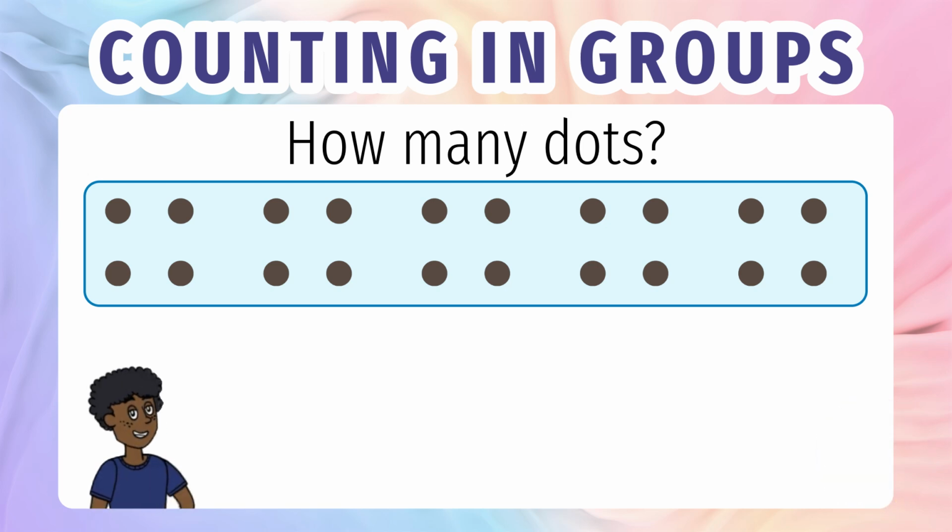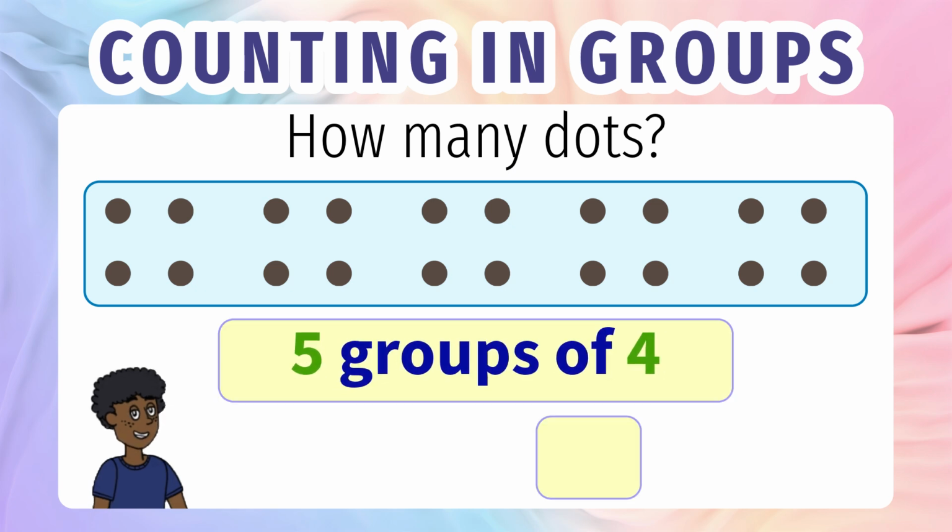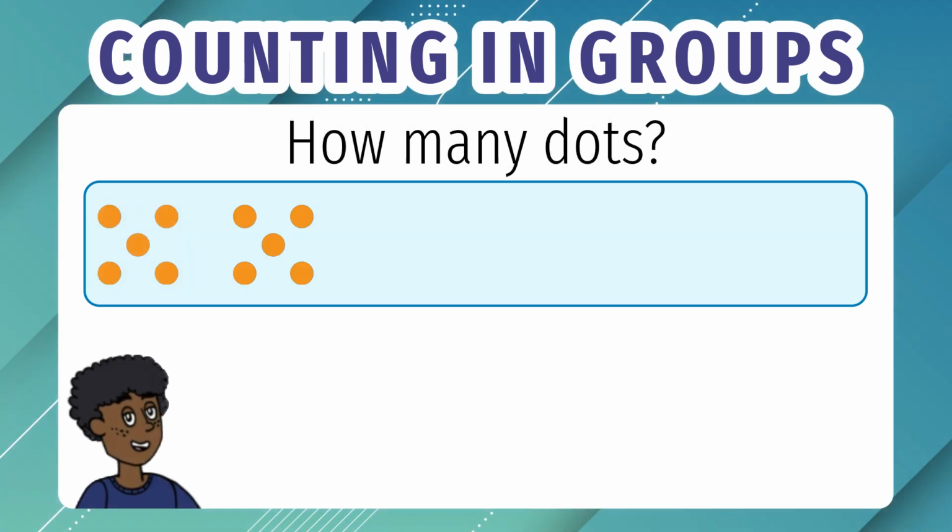There are 5 groups of 4. 5 times 4 is 20. There are 20 dots. How many dots are shown now?